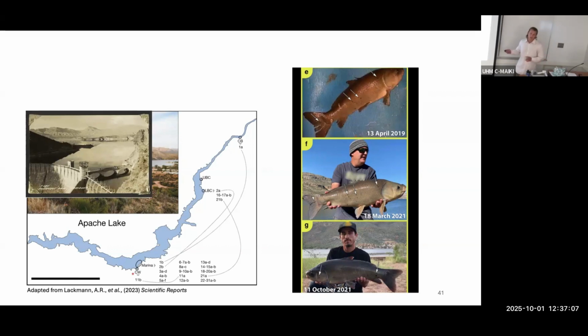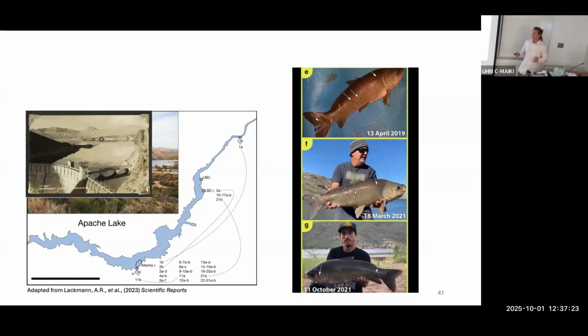And today, people are still catching them in Apache Lake. And so this group of anglers, a few of them are pictured here. That's Stuart Black in the middle. He was the lead organizer of the fishing group. They wanted us to come down and help age these fish to see how old they were.